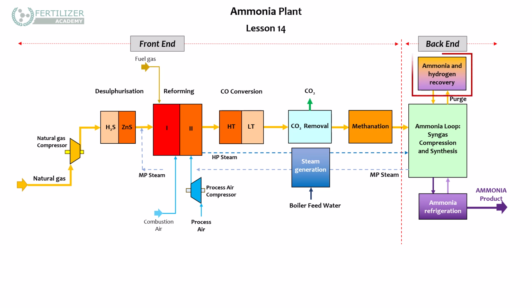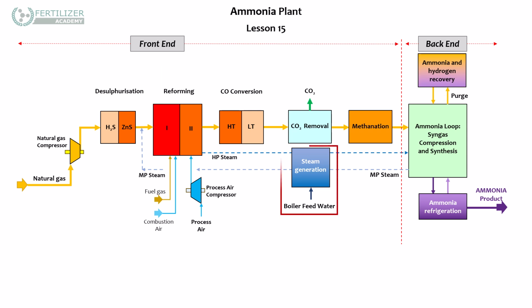Lesson 14. Ammonia and hydrogen recovery section. Now, in this lesson, we move on to the ammonia and hydrogen recovery section, where ammonia is removed from the purge gas and hydrogen is returned to the synthesis loop, improving the overall efficiency of the plant.